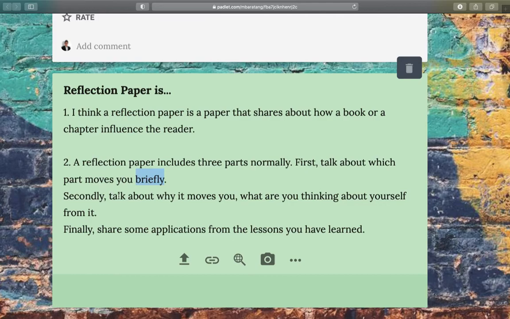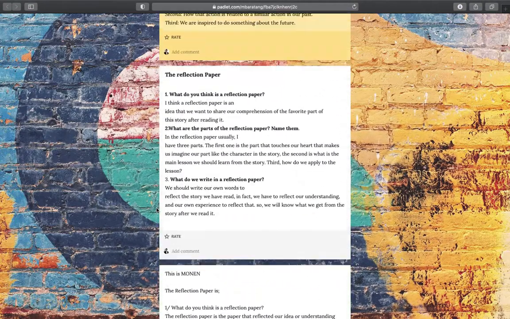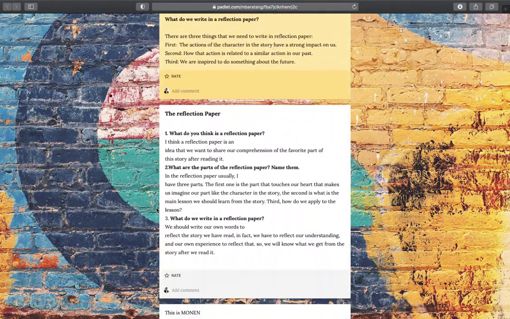Secondly, talk about why it moves you, what you are thinking about yourself from it. Yes, this is the reflection part. Very good. Finally, share some applications from the lessons you have learned. Spot on. Yes, correct. So we also include an application. You got the idea. Good job, guys.